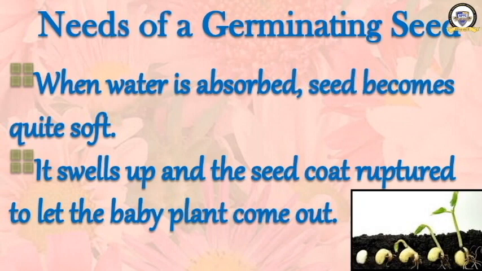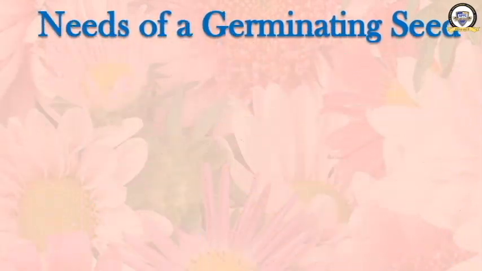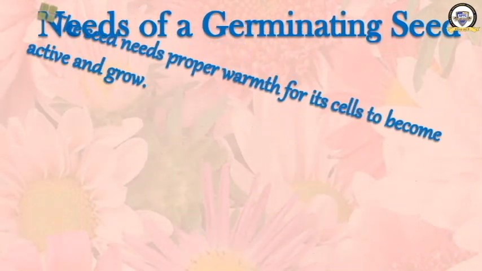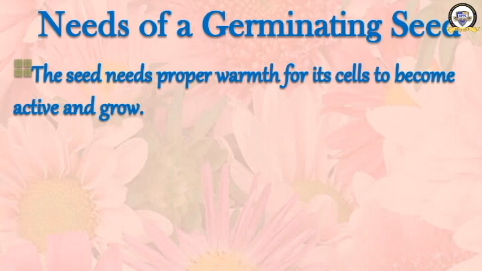Okay, moving to the third necessity. What is the third necessity? Proper warmth. Proper warmth means sunlight. The seed needs proper warmth for its cells to become active and grow. We saw that the seed needs air, it needs water. Now we are going to see it needs sunlight. If the baby plant wants to be active and grow, what should be there? A proper amount of sunlight should be there.